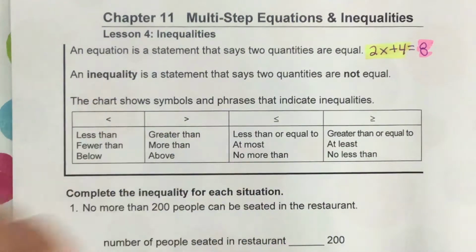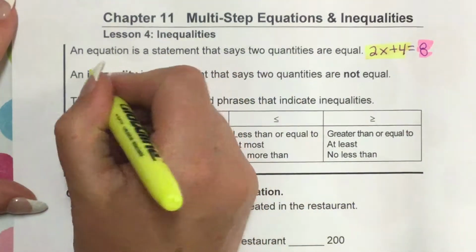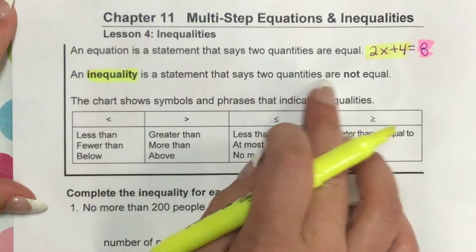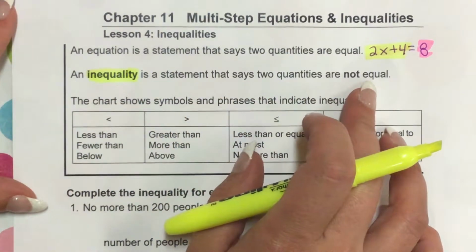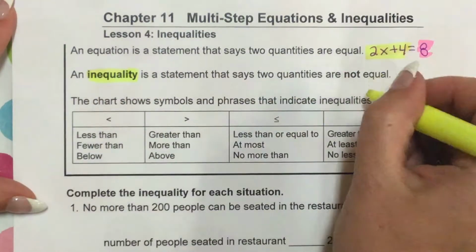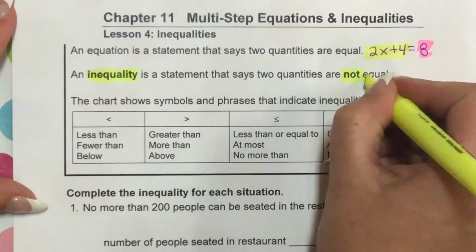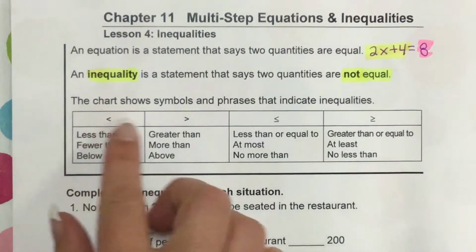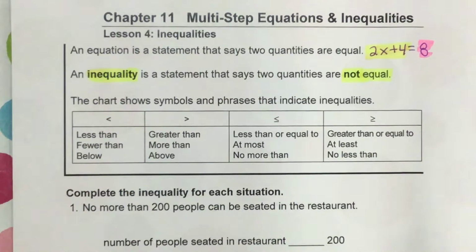Whereas an inequality is a statement that says two quantities are not equal. So an inequality shows that two quantities are not equal. Okay? The chart shows symbols and phrases that indicate inequalities.